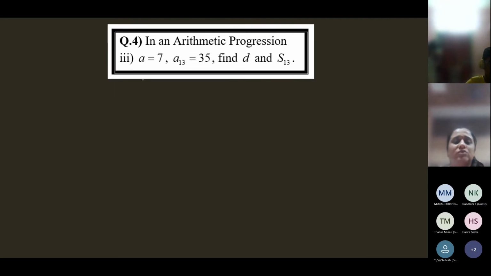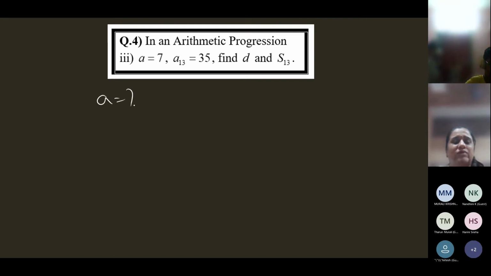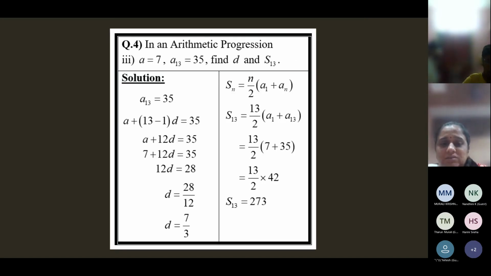Yeah, do this. So here you should start with A13. Because with D, A is equal to 7, what will you do? Nothing. So start with A13 is equal to 35. So A plus 13 minus 1 into D is equal to 35. Like this. Work this. Maybe I'll show you the answer, but you may do it by yourself without looking at the screen also. Tell me when you're done. I'll show you the next slide.